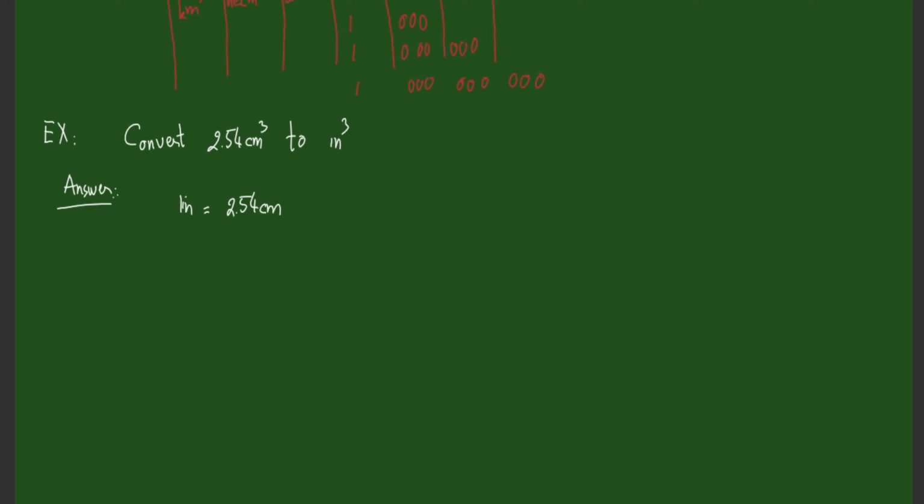We know that 1000 centimeter cube, and we want to go to inch cube. So how are we going to set up? Remember that 2.54 centimeter cube is 2.54 centimeter times centimeter times centimeter, right? I can write like that.